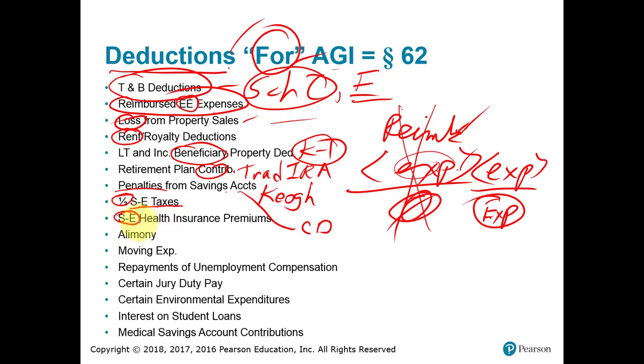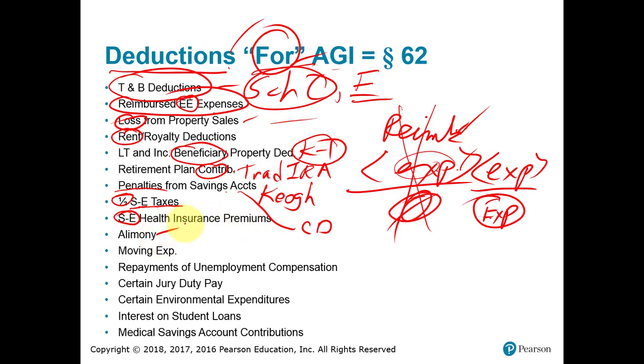Self-employed individuals cannot get a tax-free health insurance benefit from their own company because they're not treated as employees. So when they pay their self-employment health insurance premium, they can claim it as a deduction for AGI, not a business expense, but a for AGI deduction.